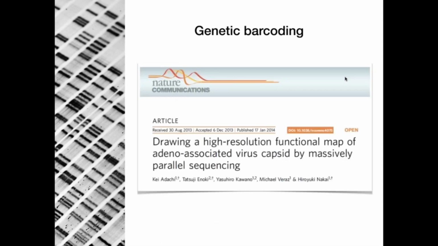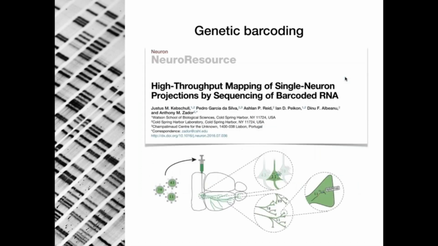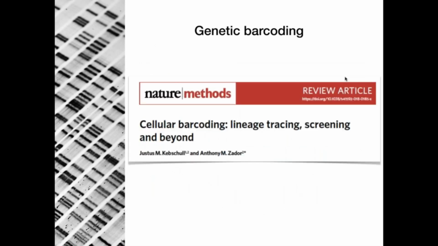And it's not a new thing. DNA barcoding has been used in a number of publications. For example, Adachi used it to map functions of AAV capsids. Anthony Zador's group has used DNA barcoding to map neuron projections, and it could also be used for lineage tracing and different types of screening. And this is a great review from the Zador group that I highly recommend.